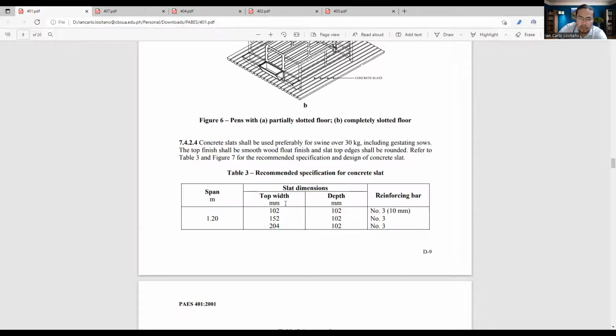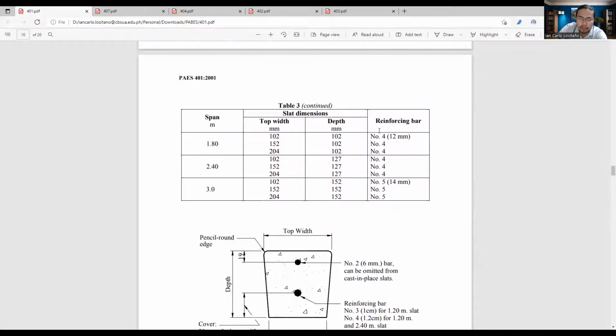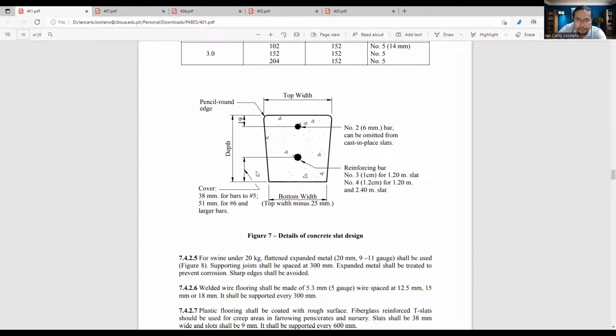You have the top width, the depth, and the span, the length of that, and also the reinforcing bar to be inserted to attach the concrete together. Depending on the length, you would have a certain width and depth to be maintained. So here's a schematic for the concrete slat design.